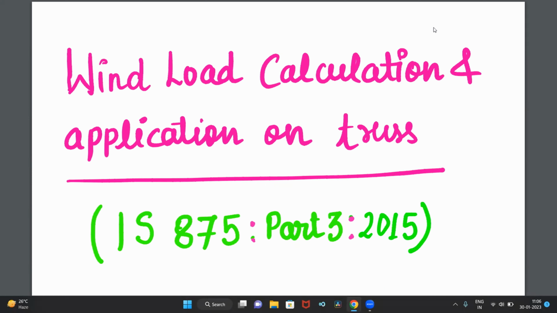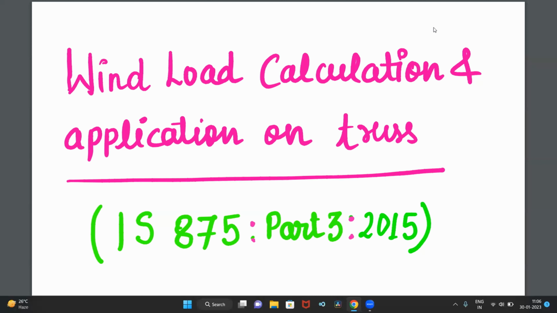This is the third video in the series of Staad Pro, where we are calculating dead load, live load and wind load, and further we will apply it on the given truss and analyze it in Staad Pro. So we have already seen how to apply dead load and live load in our first two videos, and also how to calculate the tension and compression values in any of the members in the given truss.